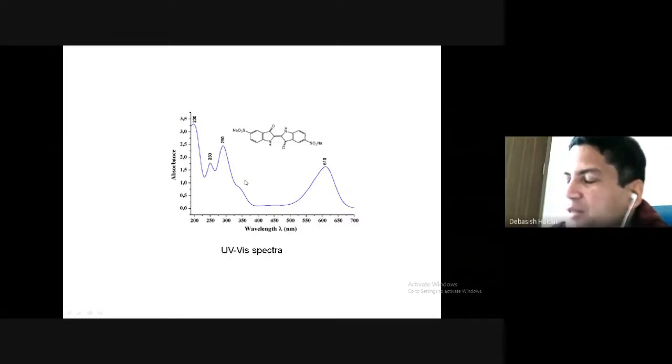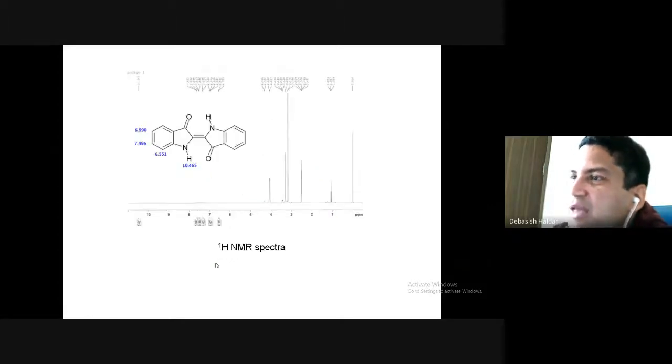What you have to write in your notebook is which peak is responsible for which transition, or why the peaks are appearing. Having gone through many spectroscopy courses, you already know what kind of transition it is, n to pi star or pi to pi star or whatever. That you have to write. That's it. And this is the NMR spectrum of that indigo. Here the peak positions are already mentioned.